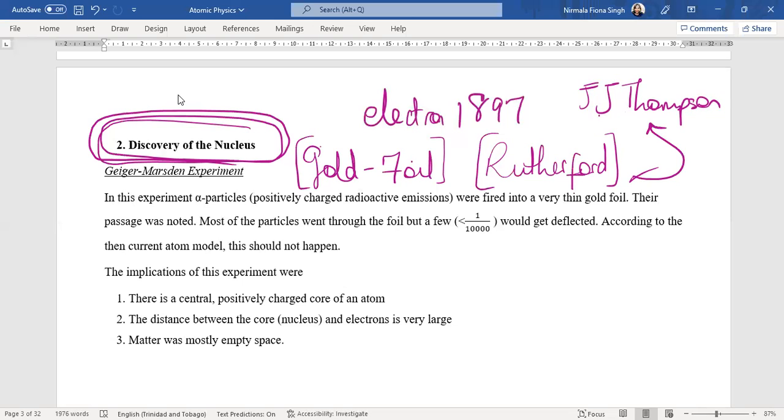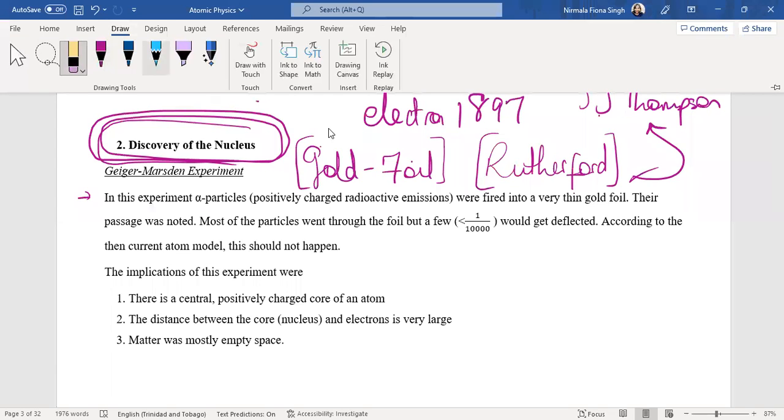So let's read this experiment, read this topic. In this experiment, alpha particles, which are positively charged radioactive emissions, were fired into a very thin gold foil. Their passage was noted, and most of these particles went through the foil, but for a few, meaning out of 10,000 or less than 1 out of every 10,000 of these alpha particles will get deflected. According to the then current model, this should not happen. Now let's break down this little sentence and see what they're talking about here.